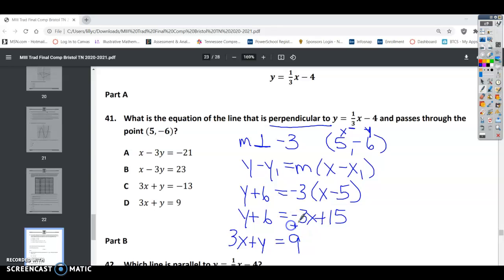So I actually added this to both sides, and I subtracted 6 from both sides. All right, so I got 3x plus y equals 9. So when I go over here now in standard form, I can easily see that D is the correct answer. So number 41, the answer is D.